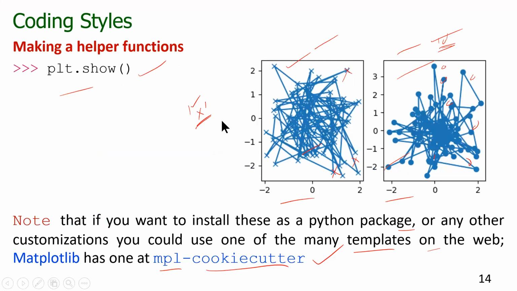Okay, that is about coding style with object-oriented style and PyPlot style. One is explicit representation, object-oriented, and the implicit representation is PyPlot. In the next lecture, we will see other interesting topics related to Matplotlib. Till then, stay tuned for the latest updates.